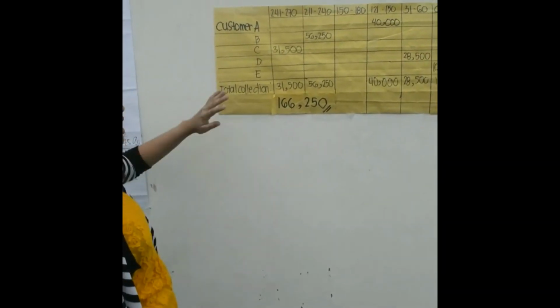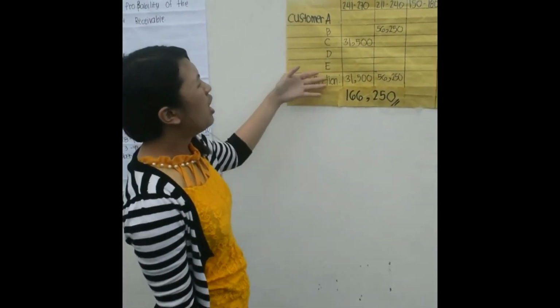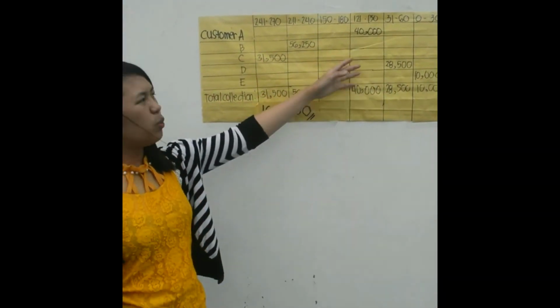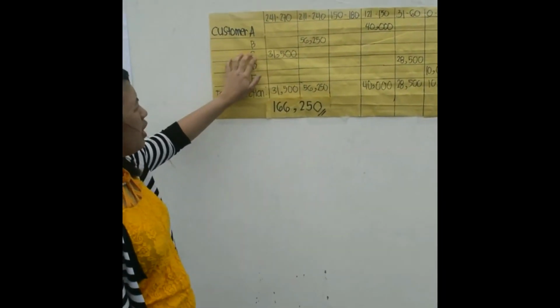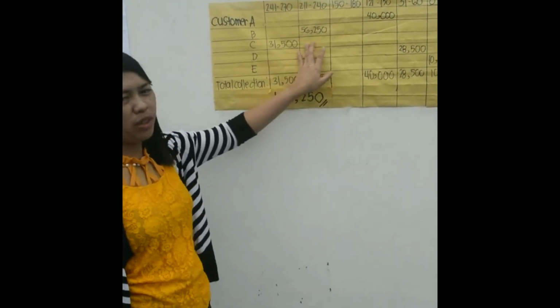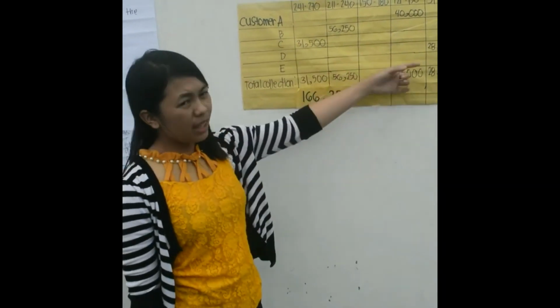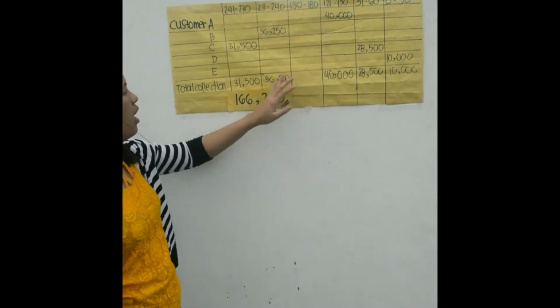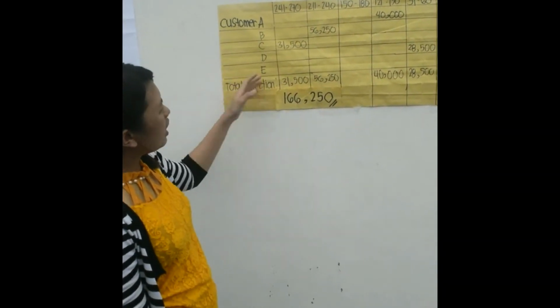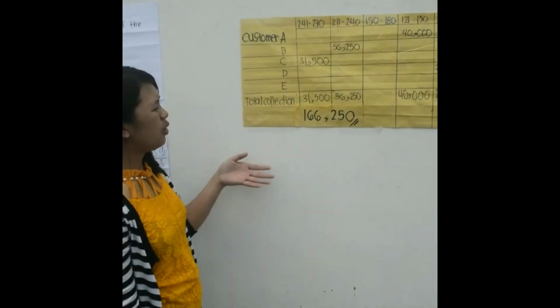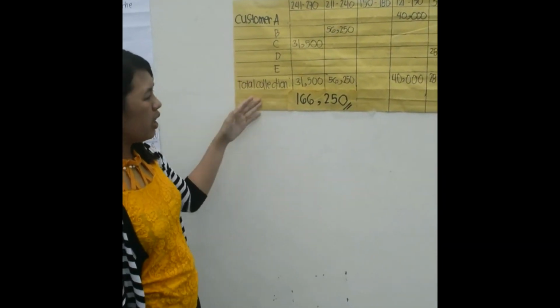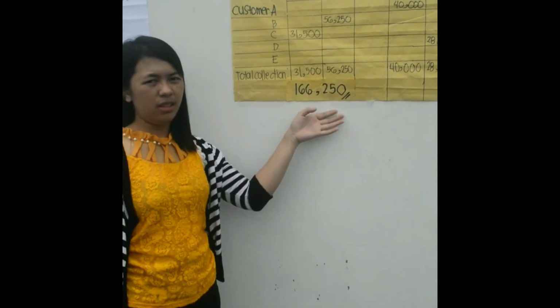This is the entry of the aging method for each customer. Customer A is collected 40,000 with past due of 6 months. Customer B collected 56,250 with past due of 8 months. Customer C collected 31,500 with past due of 9 months. Customer D collected 28,500 with past due of 2 months. And customer E is collected 10,000 with past due. The total collection of customers A to E is 166,250. Now, we already know how bad debts are to be estimated by using the allowance method and aging method.